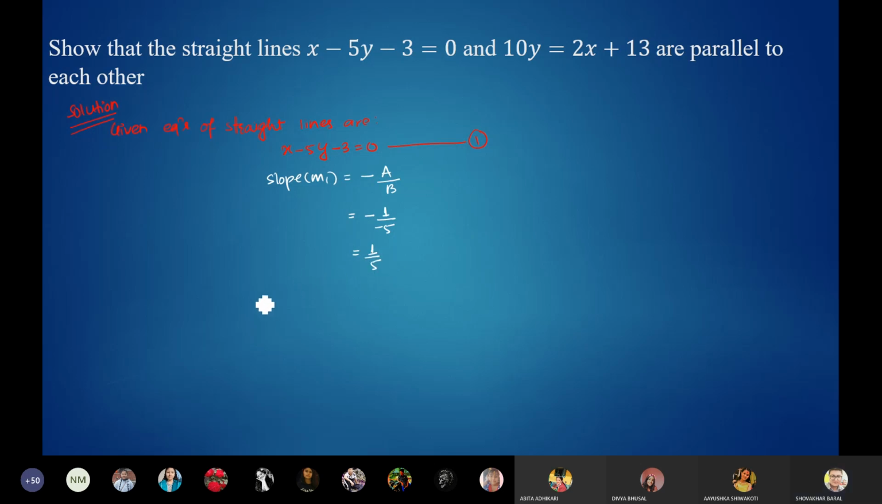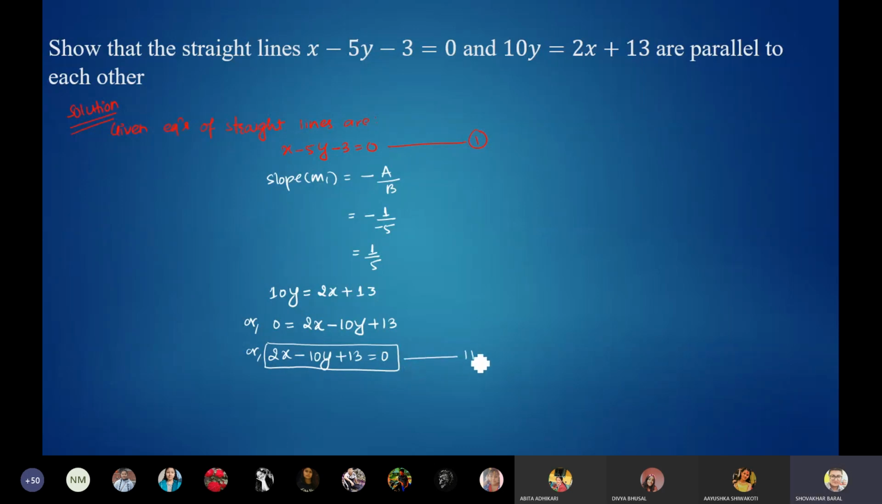Okay. So there is one more equation, that is 10y equals 2x plus 13. It is not in the standard form. So let's arrange it. You can shift this 2x and 13 on the left side also, but it will be easier to shift this 10y on the other side. So let me shift 10y on the other side. You can rearrange them. Shift the whole terms in the left side. It will be 2x minus 10y plus 13 equals 0. This is the second equation.